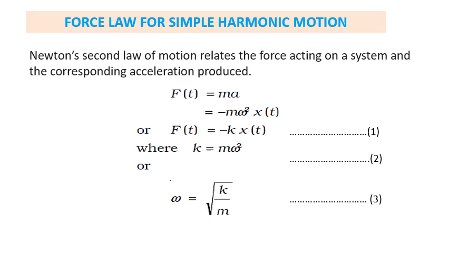Force law for simple harmonic motion. Newton's second law of motion relates the force acting on a system and the corresponding acceleration as F equals ma. By putting the value of a as minus omega square x(t), you can say that the force F as a function of t is minus k x(t). Here the value of k equals m omega square, or you can say omega equals the square root of k by m.